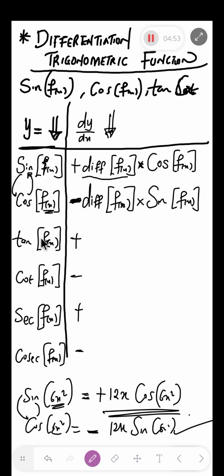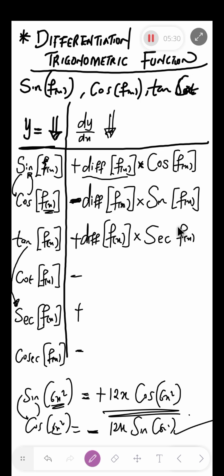So what of tan f of x? For tan, it also has its own pattern. Considering this tan f of x, the first thing you need to do also is to differentiate that function. After differentiating, will tan go straight to cot? No, you have to skip a step. Tan goes straight to what you see here: sec f of x. You just come here and write sec of f of x.